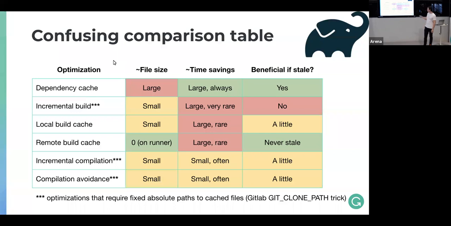Now, some of these optimizations are complete hit or miss. For example, incremental build is a hit or miss. If you're getting stale incremental build files from the commit before the last one, they are not really useful at all because any small change will completely invalidate this cache.